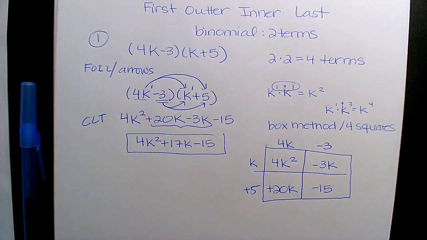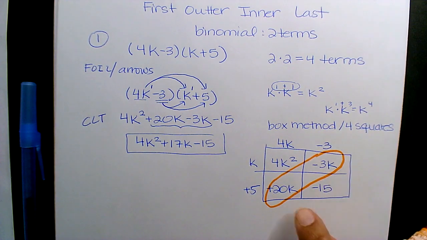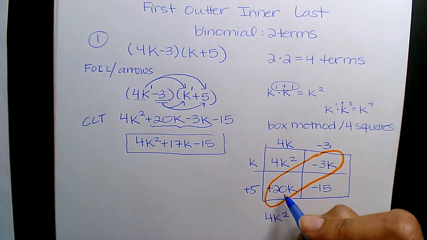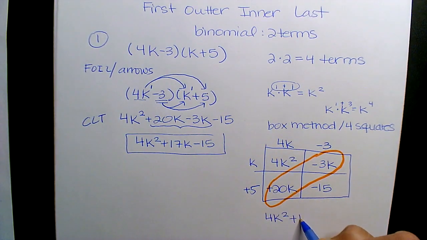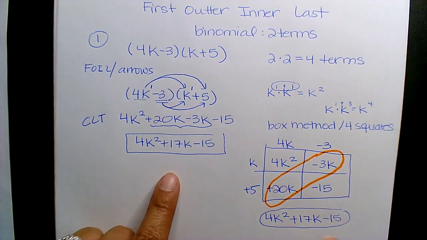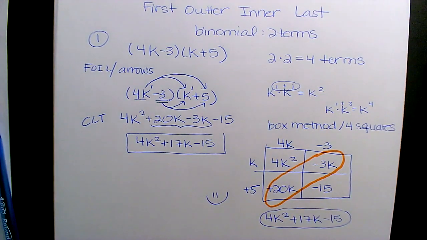Typically your like terms are on a diagonal. So see how it's k to the 1, k to the 1? So now you get 4k squared, 20 minus 3 is 17k, minus 15. And so you get the exact same answer, right? You just have to decide what you like.